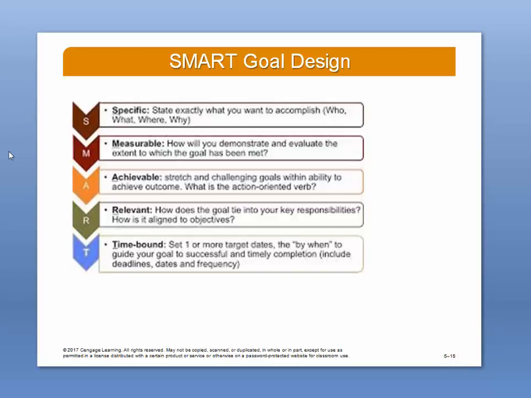Is that a good goal? Does that meet our requirements? Let's see. Improve customer satisfaction. State exactly what you want to accomplish: who, what, where, and why. It doesn't meet much of those. I have a glimmer of what? Improving customer satisfaction. Is that for the whole company?